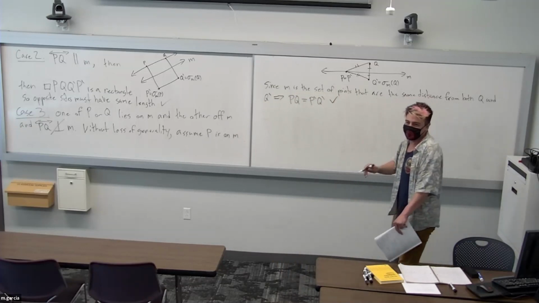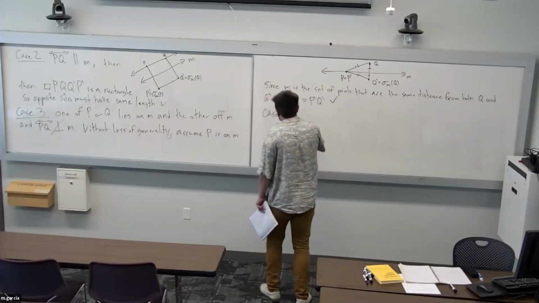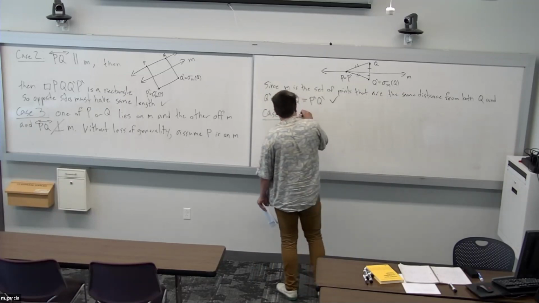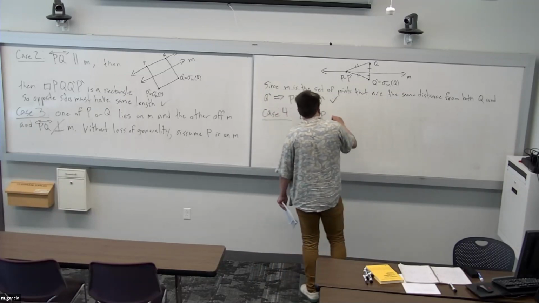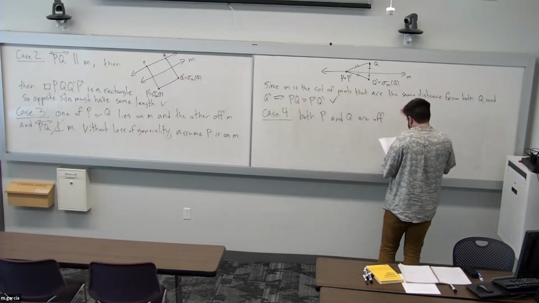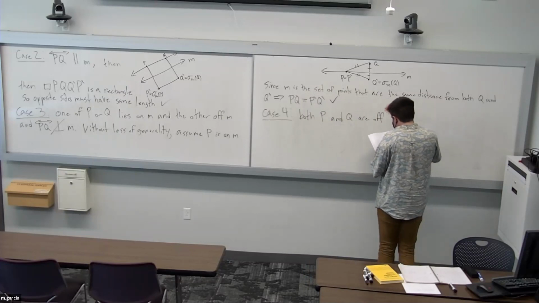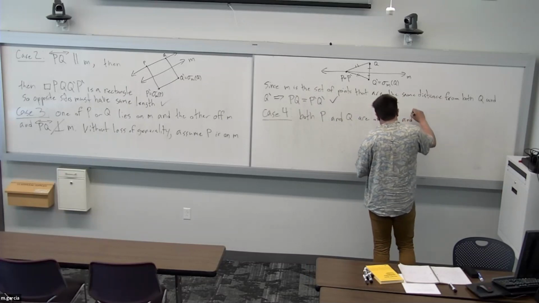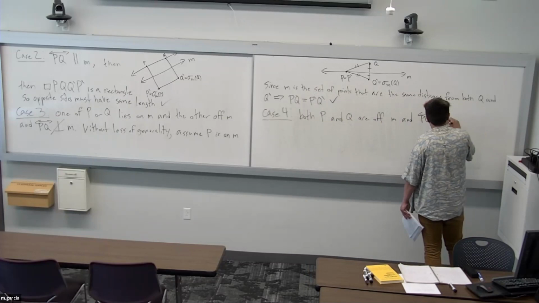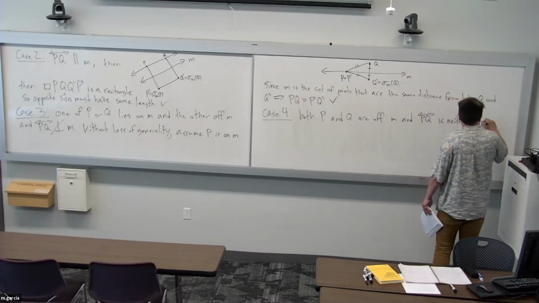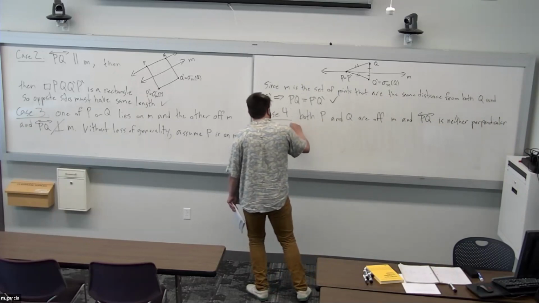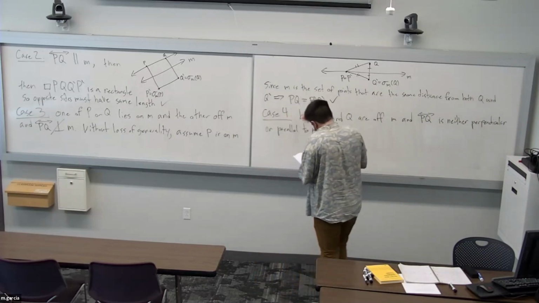So case 4 is the case with subcases. So let's assume both P and Q are off M, and the line PQ is neither perpendicular nor parallel.